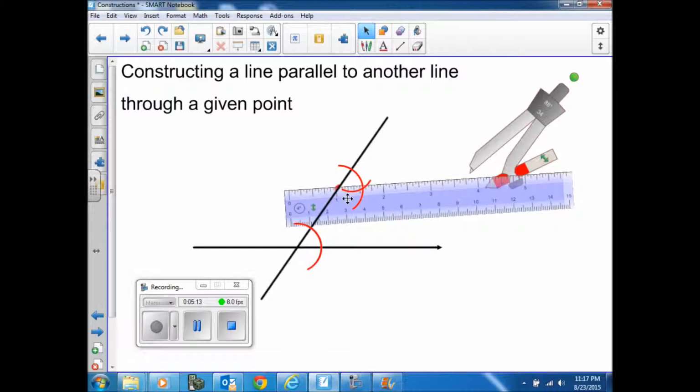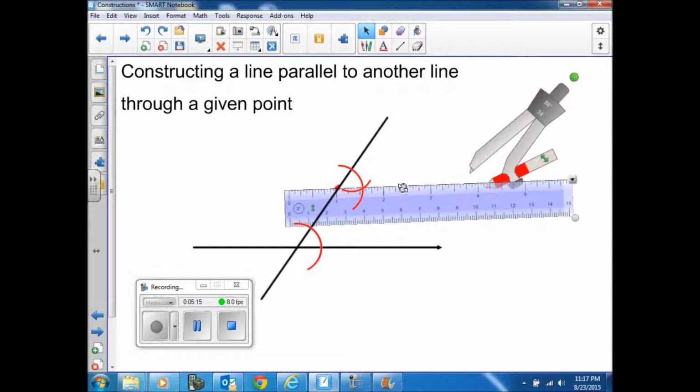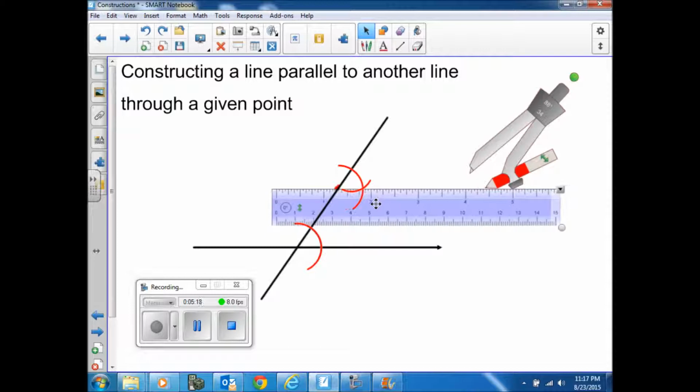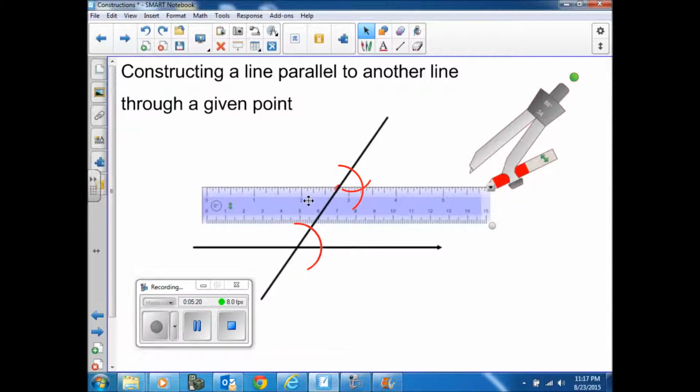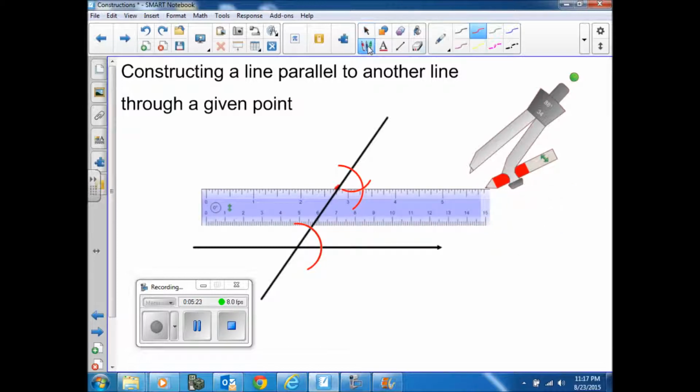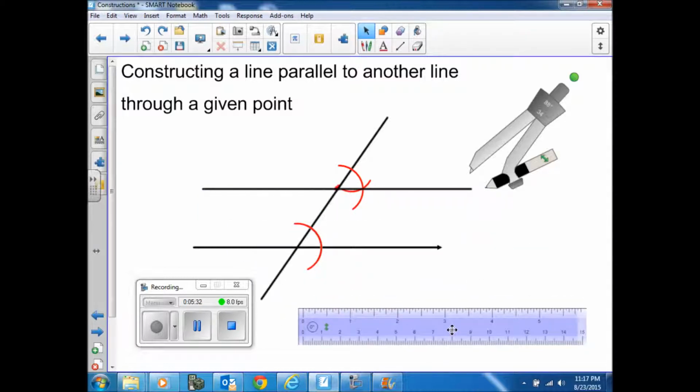All right, now you go ahead and we're going to make a line that goes through. And I'll do that in black. All right, there we go. Okay, so we just constructed a line that is parallel to another line. We constructed this line, which is parallel to the given line that is through a given point. All right, so hopefully we'll be able to do a couple more together.